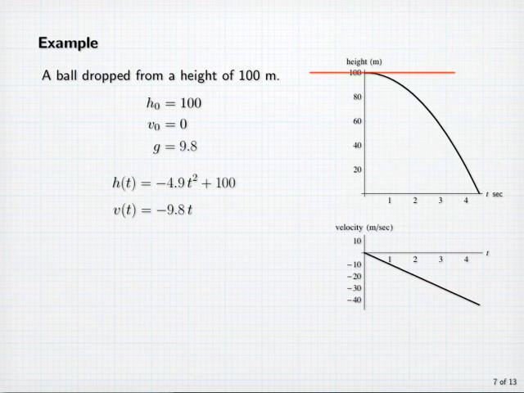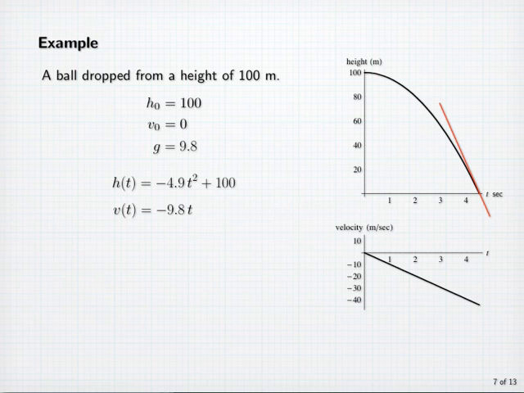Now again, notice that our initial velocity is 0, so the slope of the height function is 0 at time 0. Then as the ball falls, it gradually picks up speed. Actually, its velocity is decreasing until the ball hits the ground.